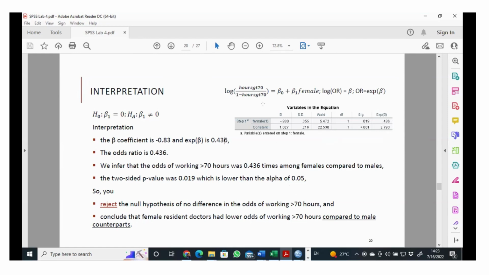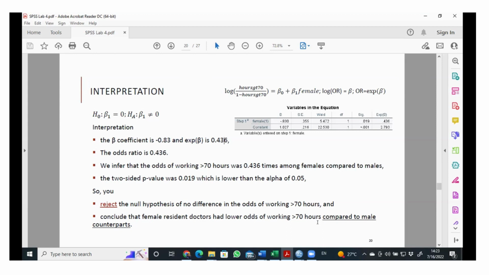With the chi-square, this was the same data we used. There was no way we could have said that the odds of working greater than 70 hours is this many times among females compared to males, or concluded from our chi-square that female resident doctors have lower odds of working greater than 70 hours compared to males. Our chi-square cannot tell us that. All it tells us is that there is an association, but it doesn't tell us the magnitude or the direction, whether it's higher or lower. It doesn't tell us by how much.